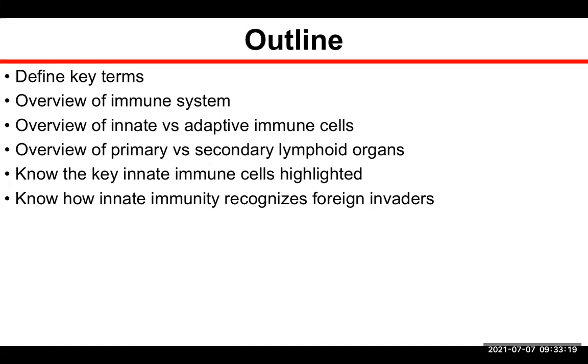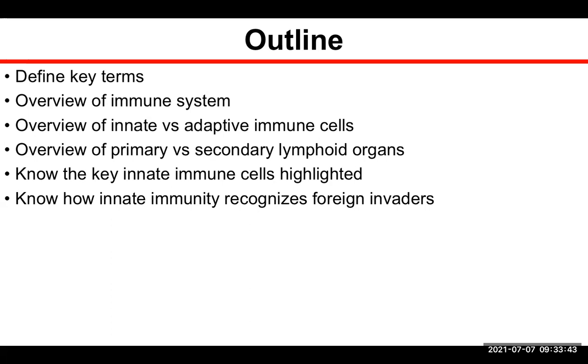So understand what's the main difference between those two. And then I'm going to highlight some key innate immune cells that you guys should know. I will be asking you guys questions on the exam about that. You'll get a little bit of a taste of that today when I give you guys some lecture quizzes to see what I'm going to be asking.